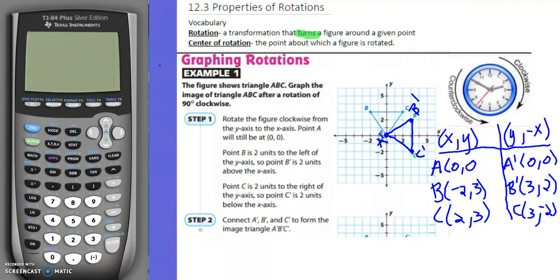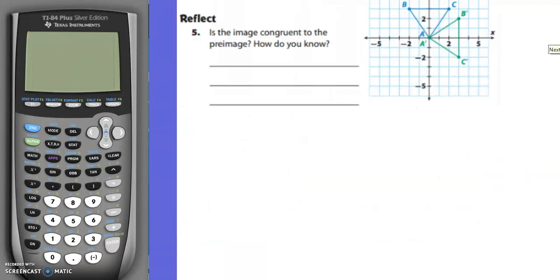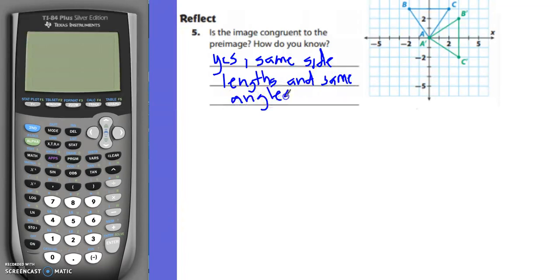Let's take a look at the reflection. Is the image congruent to the pre-image? Yes, they are congruent. They have the same side lengths and the same angles. The only thing that this image has done is it has been rotated. It did not get larger. It did not get smaller.